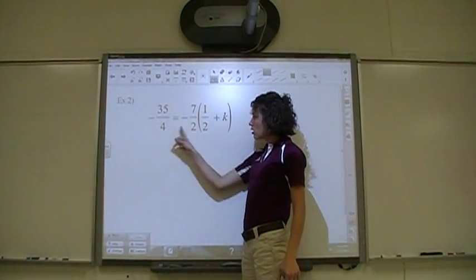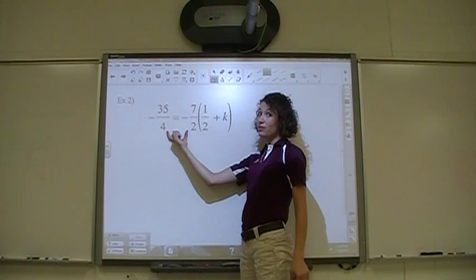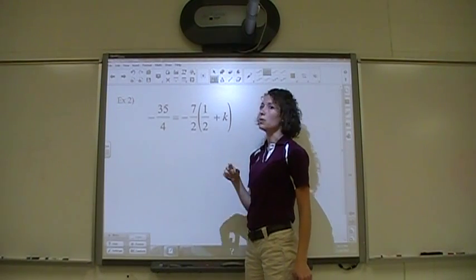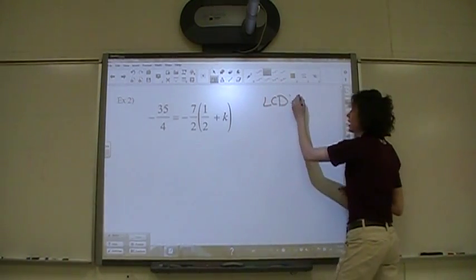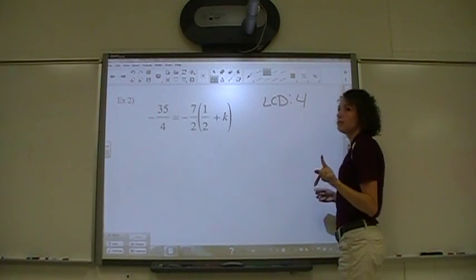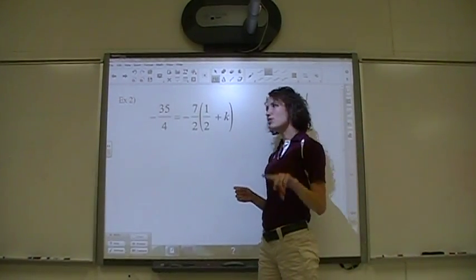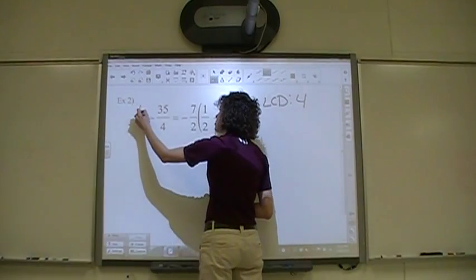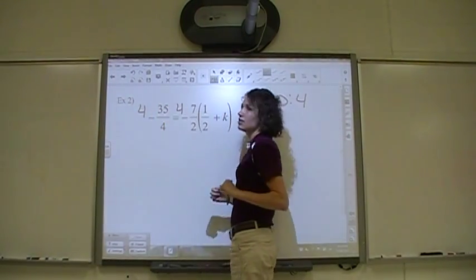So we have 4 and 2. Look at the numbers on the outside of your parentheses, 4 and 2. Least common denominator is going to be 4. So as I said before, you only want to multiply on the outside of your parentheses. So multiply by 4 on both of the outsides.